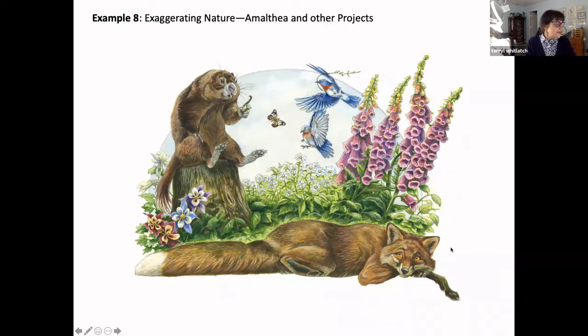But here's an illustration from a child's book, the story of Henny Penny. This is Foxy Loxy. I used a lot of very natural approaches to this illustration. A lot of accurate anatomy in the fox, in the groundhog. Of course, then we have foxgloves and columbine and bluebirds, but a lot of humor. And all of this is creature design.